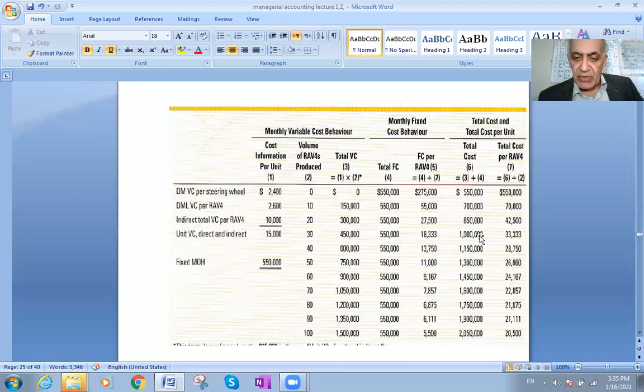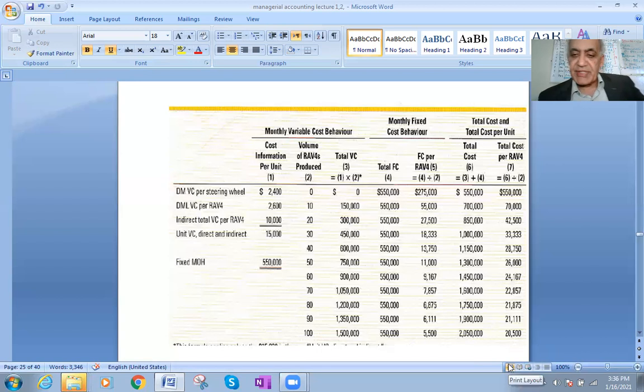100,000, the total cost, divided by the number of units, 30, gives 33.333, and so on. Same for the rest of the column, everything the way we did. As an example, this one, 2,050,000. We'll divide it by the number of units, which is 100 units here. Then the cost will be 20,500.